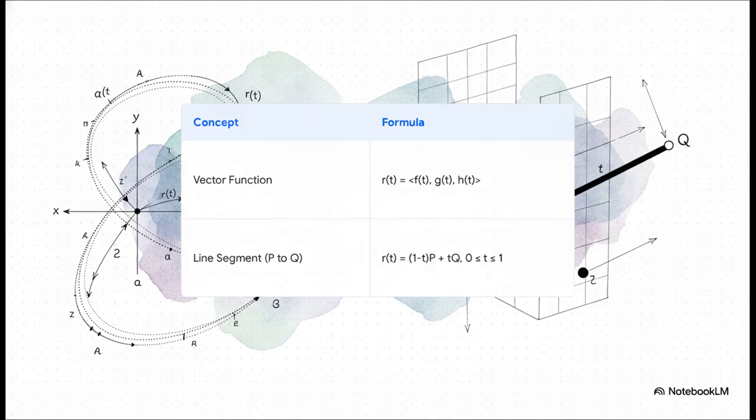When t is 0, the formula gives you 100% of point P. When t hits 1, it gives you 100% of point Q. And for any t in between, say 0.5, you get a perfect mix of the 2, putting you right in the middle. It's how we move smoothly from one point to another. We're going to use this one very soon.